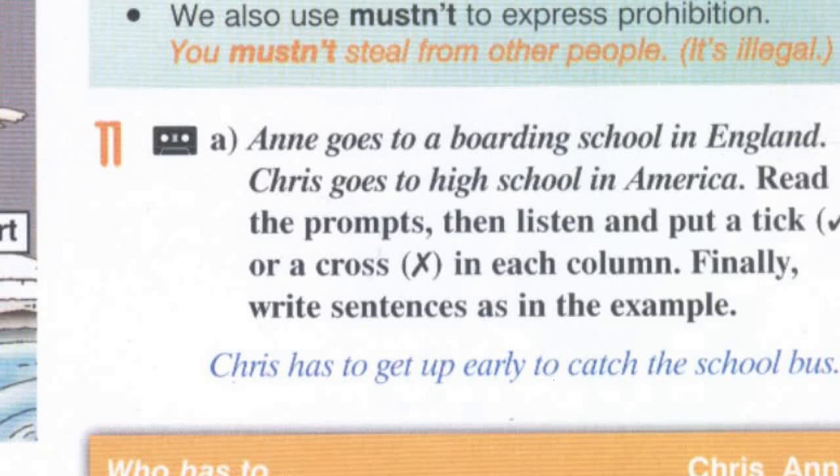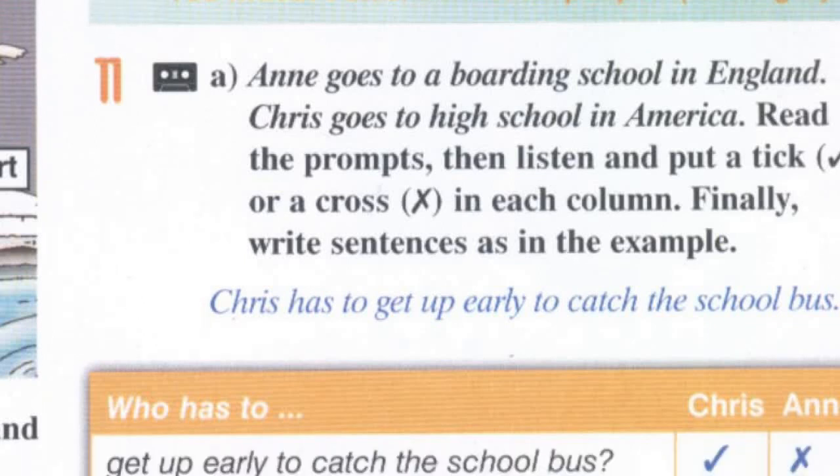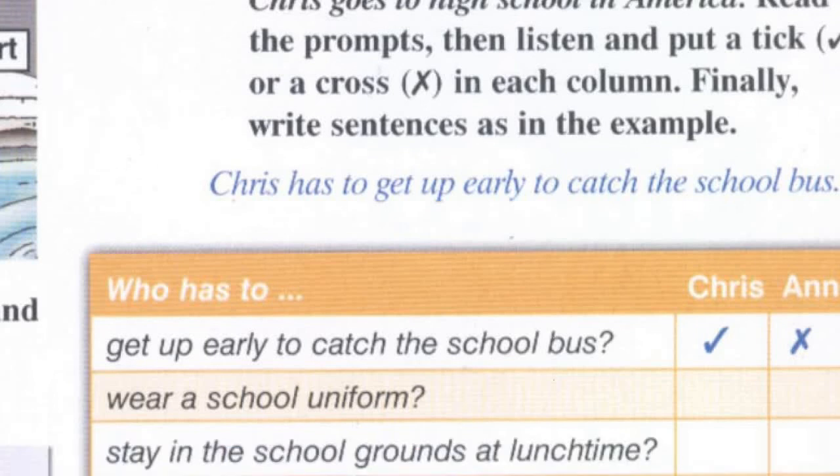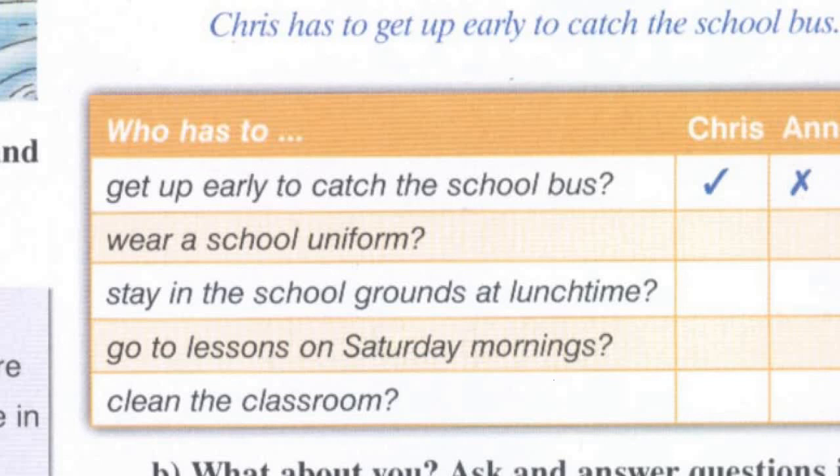And a boarding school is a school that the students are supposed to live at. They stay there and live there. Okay, so Anne goes to a boarding school in England, and Chris goes to high school in America. Read the prompt, then listen and put a tick or a cross in each column. Okay, so look at here and pay attention to expression of necessity.